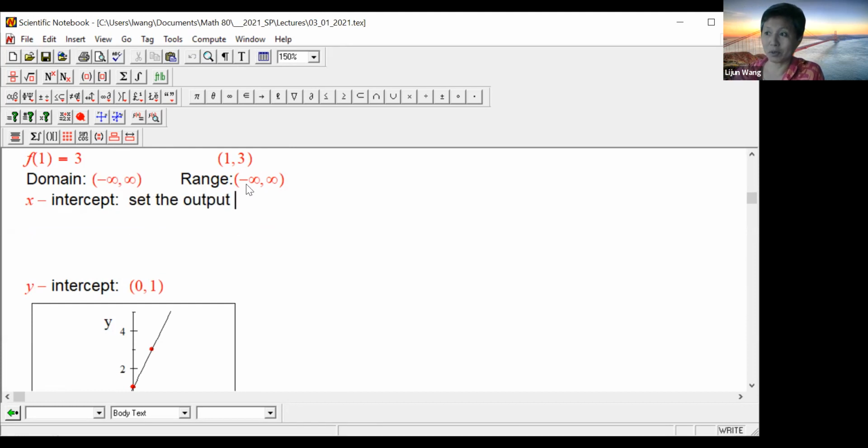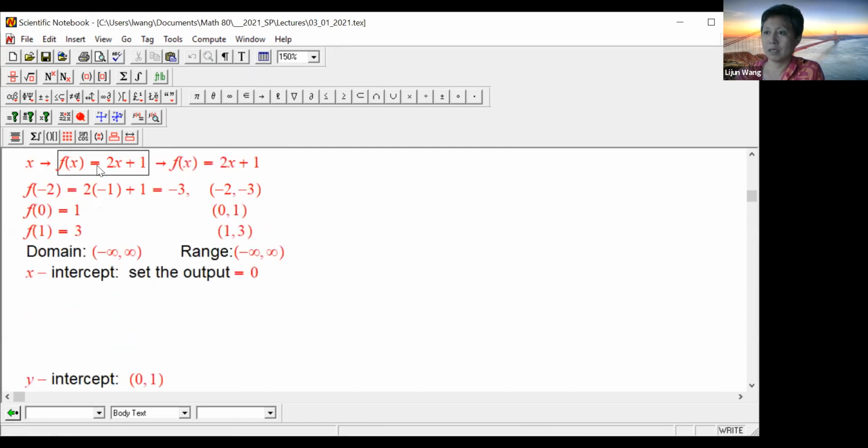You guys learned before, right? You set y equals 0. You set the output equals 0. What do we get? When input is x, output is 2x plus 1. So the output is set equal to 0, and we solve for x, right? If 2x plus 1 equals 0, x equals -½.